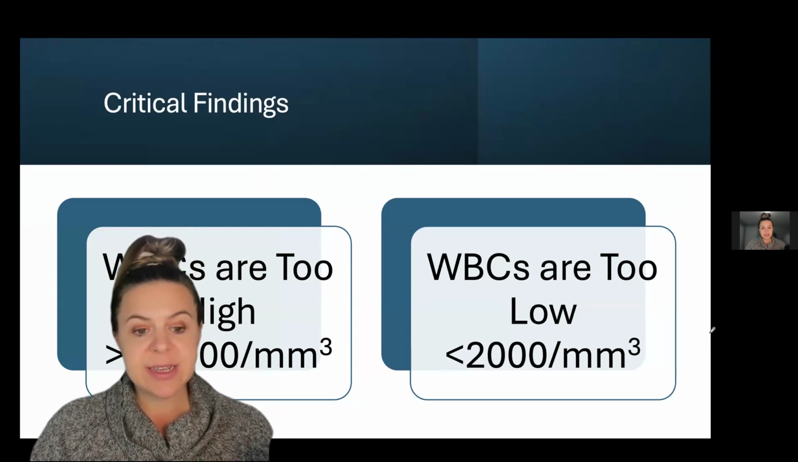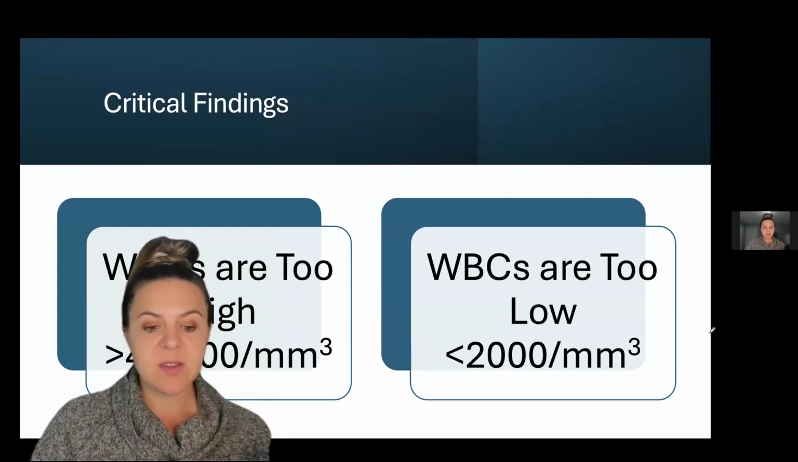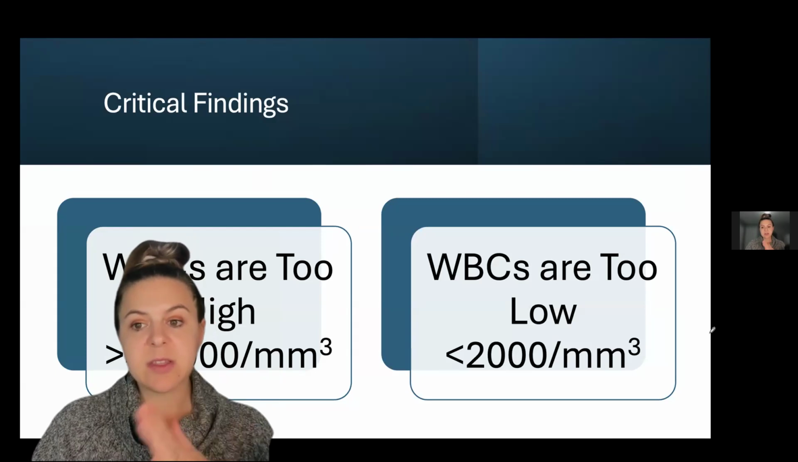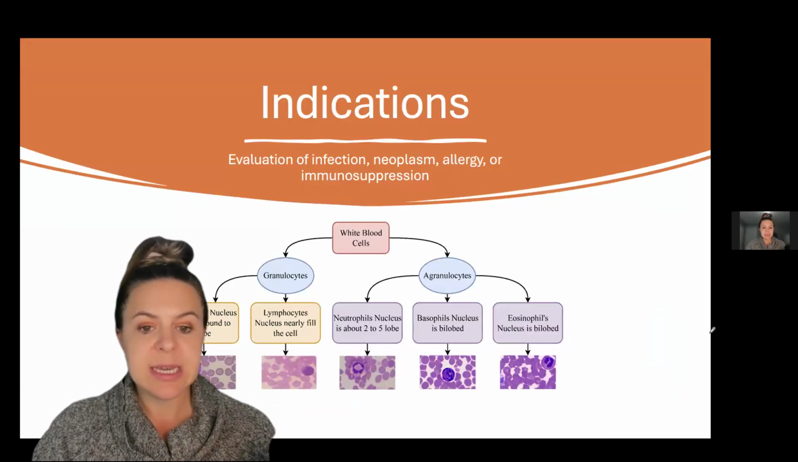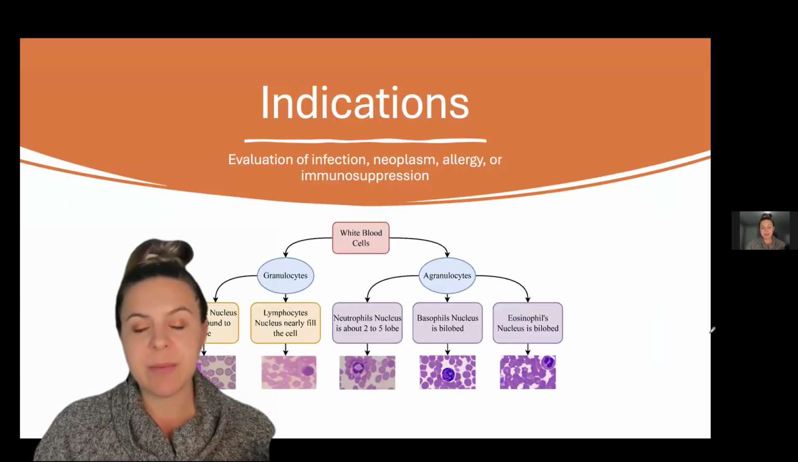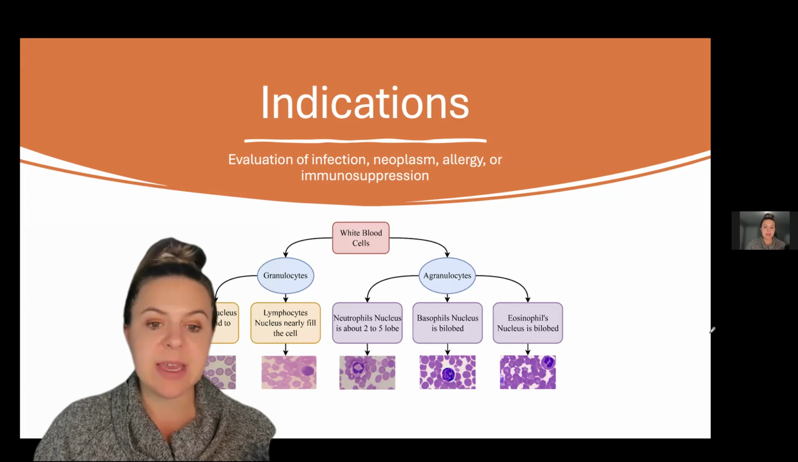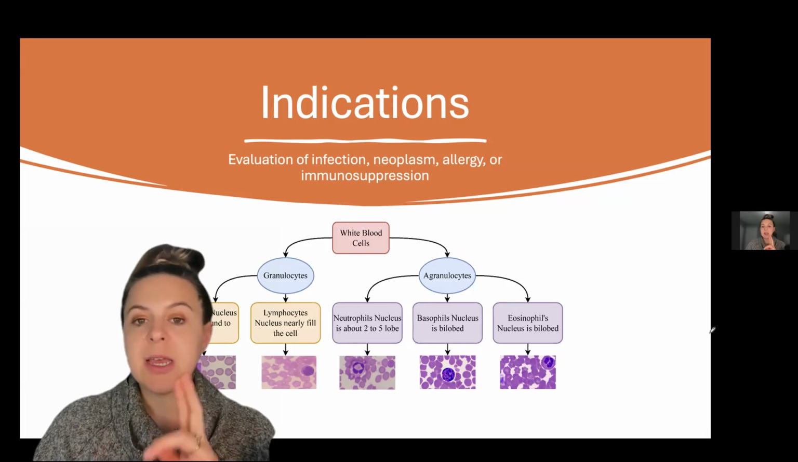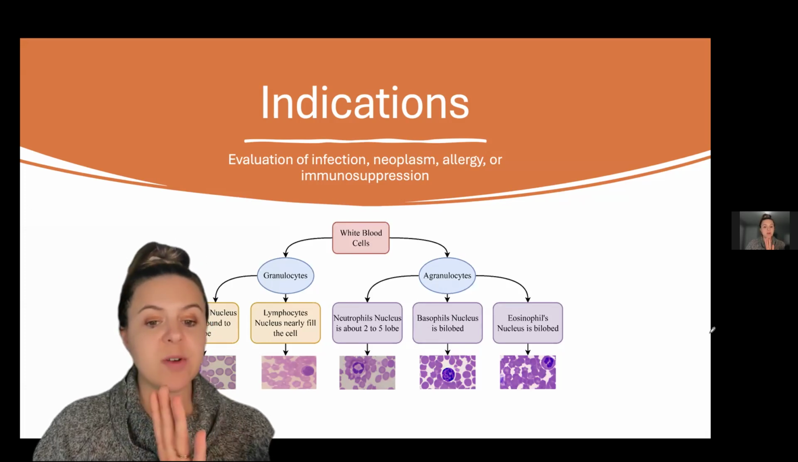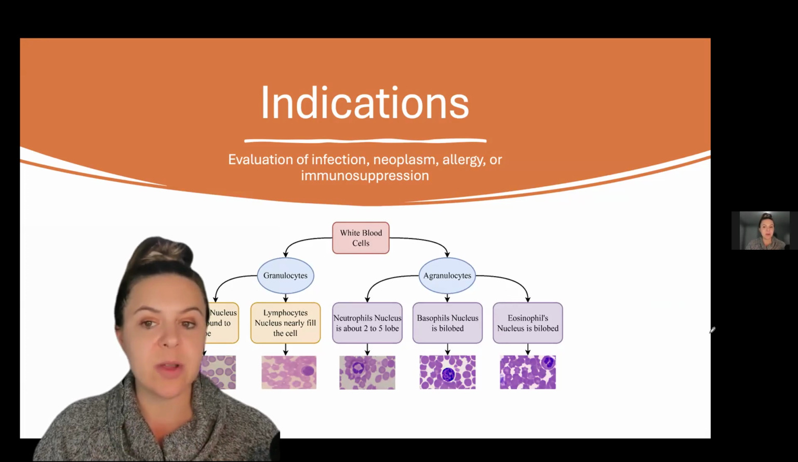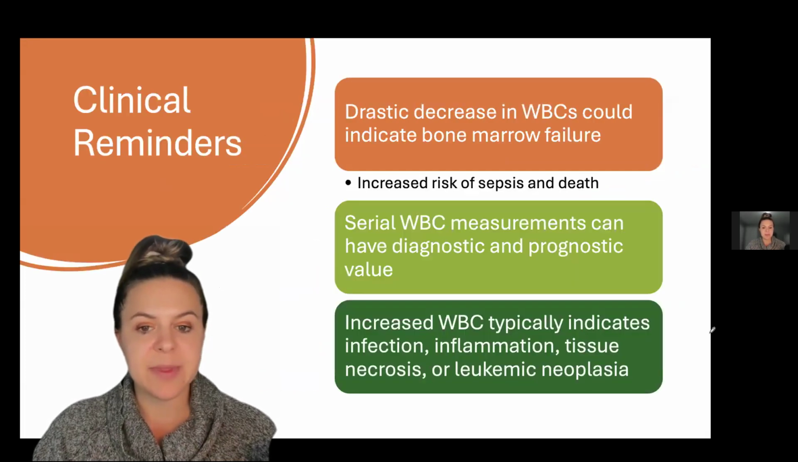Looking at some critical findings here to keep in mind, white blood cells are too high if they're above 40,000 and they're too low if they're below 2,000. And some indications for a white blood cell count with diff would be if we're looking for infection, neoplasm, allergic response, or immunosuppression, then we would consider ordering this as a part of our CBC.